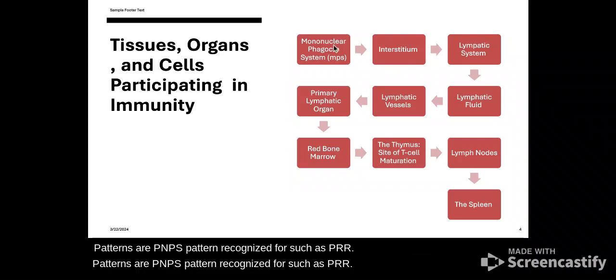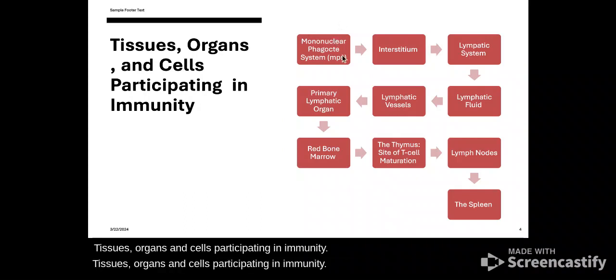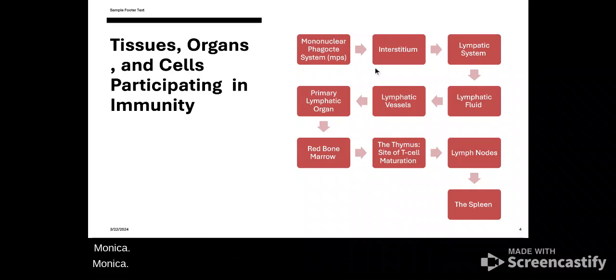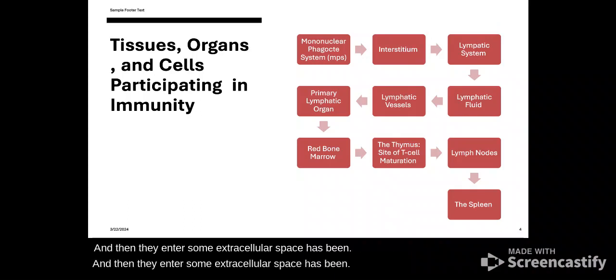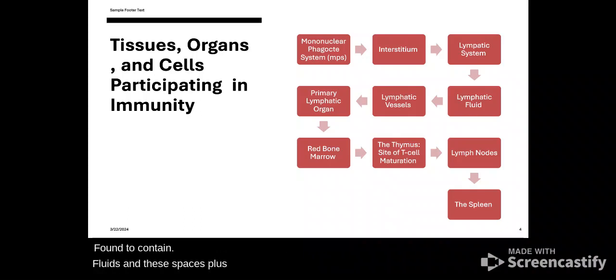Tissues, organs, and cells participating in immunity. Mononuclear phagocyte system, MPS, and that is described as the extracellular fluids. The extracellular space has been found to contain lymph fluids, and these spaces plus other fluids are called the lymphatic system.